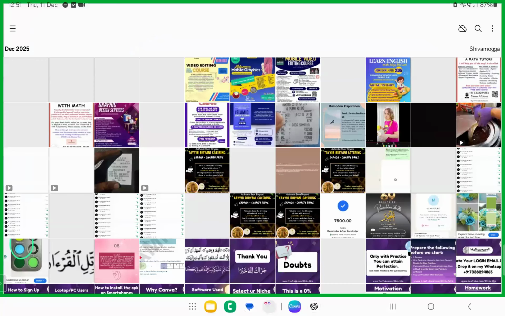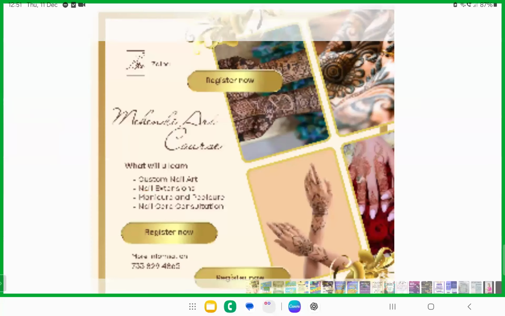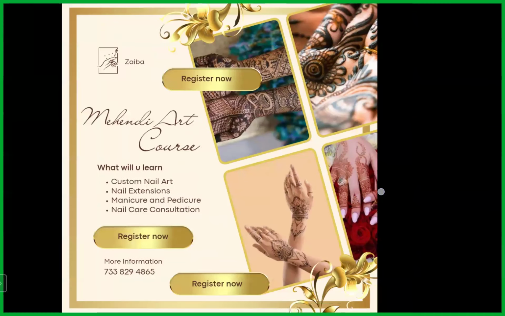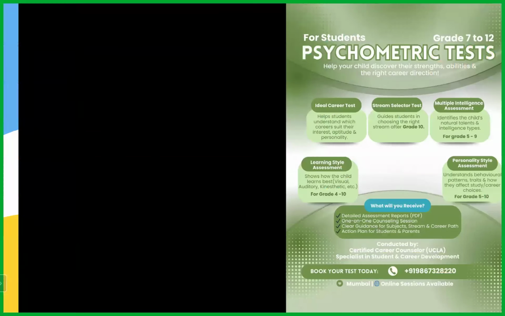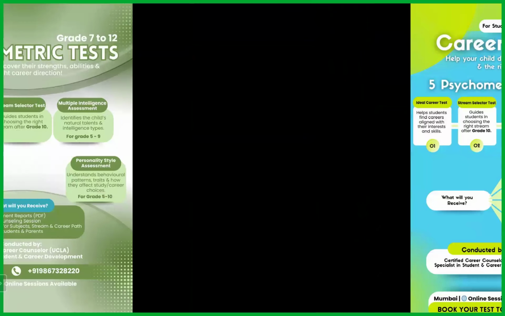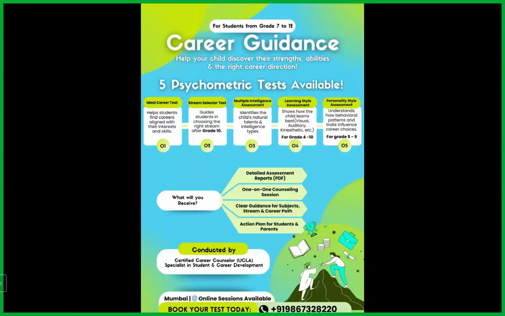Soon, I'll show you some of the flyers that we have generated. This is for today's sessions. This was, I told you, a psychometric test. They wanted it in two ways: career guidance, help your child discover. See just how it is done. I just want you to note this.